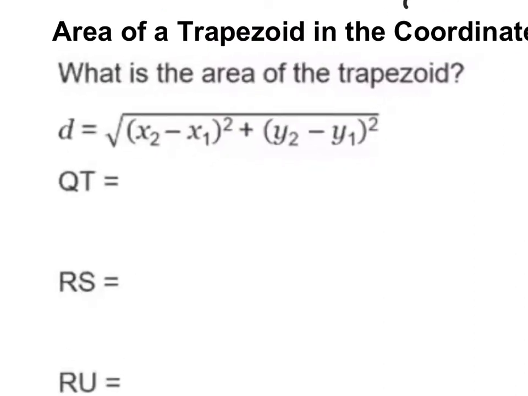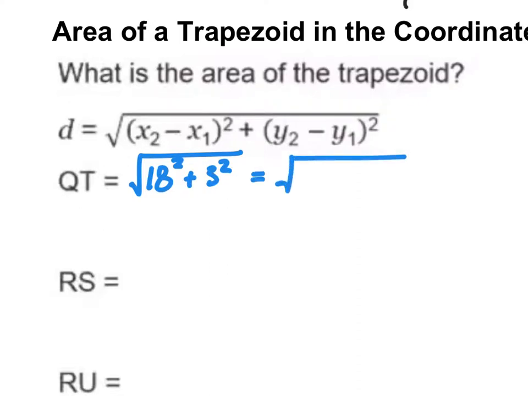And QT is going to be the square root of, let's do 18 squared plus 3 squared. Let's do the square root, let's do 18 squared, what's that? That's going to give me 324 and then plus 9. So that's going to give me the square root of 333.